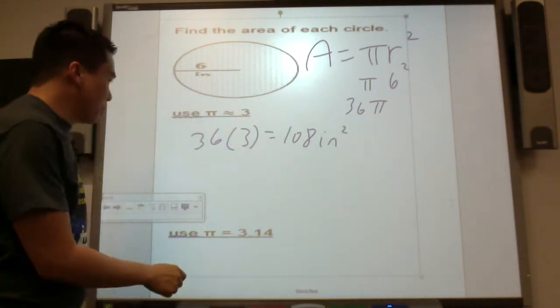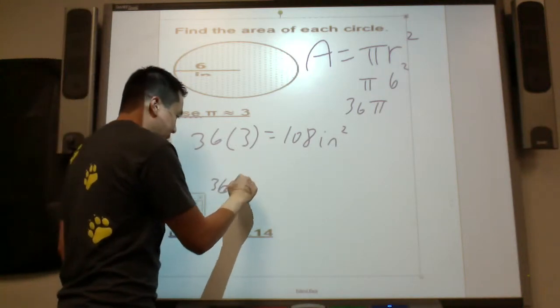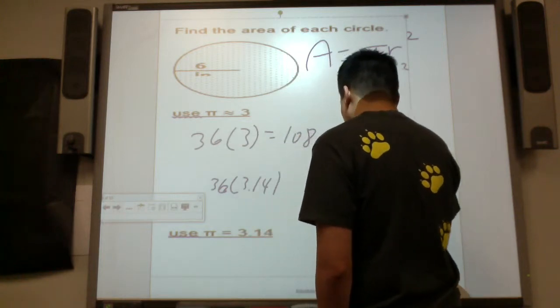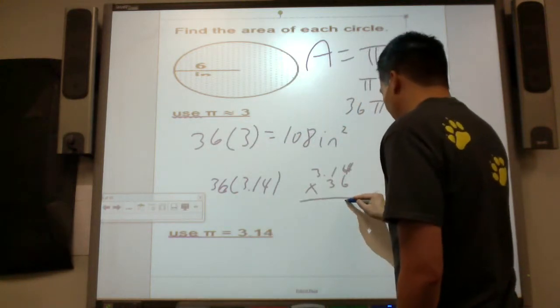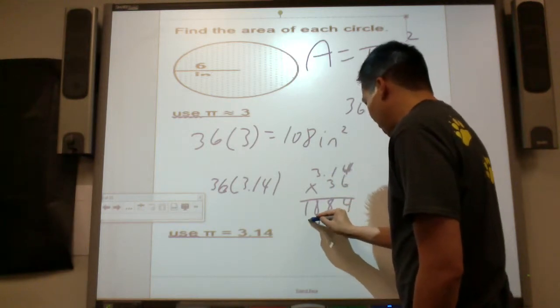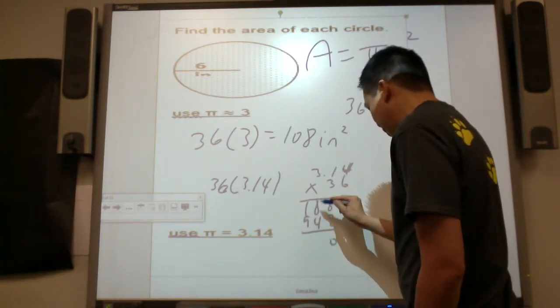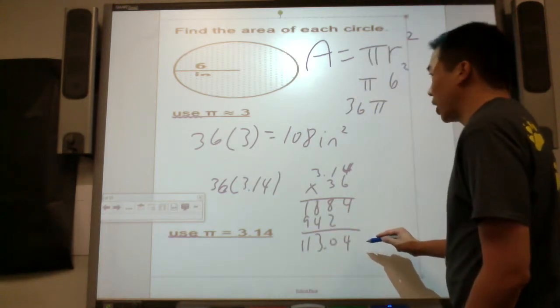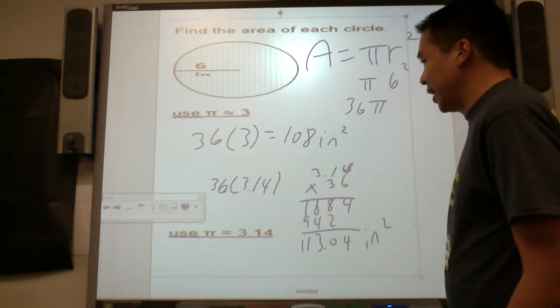If I use 3.14 instead of 3, 3.14 times 36, that'd be 24 carried to 2 is 8, 18, 12 carried to 1 is 4, 9, 4, 10 carried to 1, 13. 113.04 squared inches.